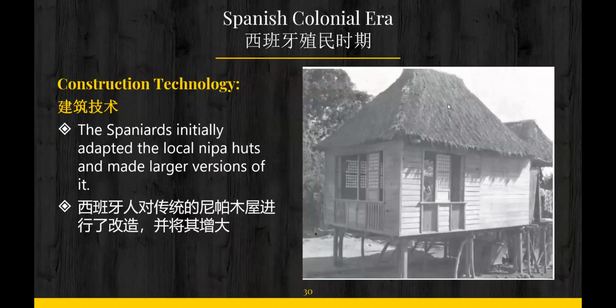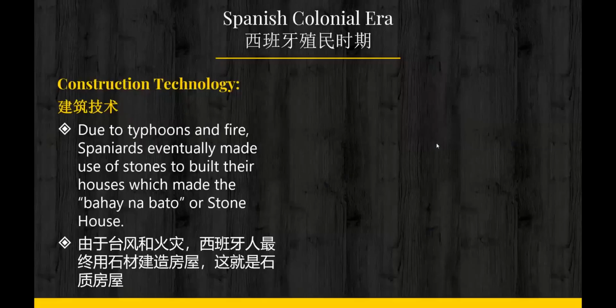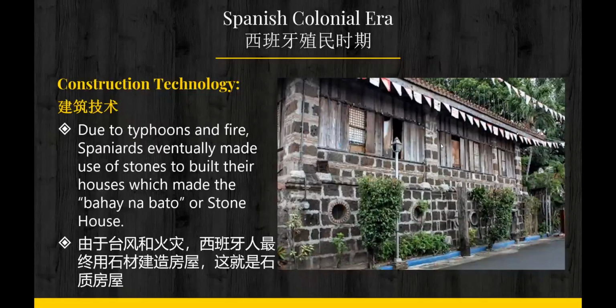So this is an example of a Spanish version of the nipahat, where the three elements, as discussed earlier, the raised pile foundation, the elevated living floor, and the thatched roof are common and still present. However, due to the typhoons and fire that damaged the version of the nipahat or the bahay kubo, the Spaniards eventually made use of stones to build their houses, which made the bahay na bato or the stone house.